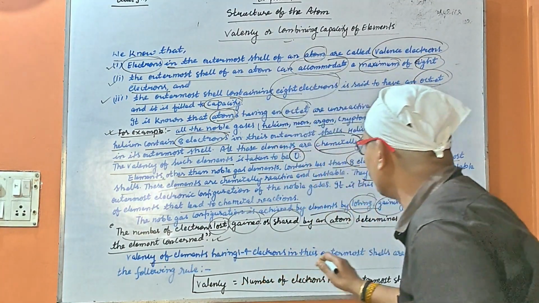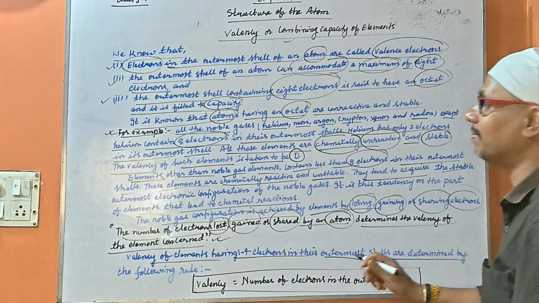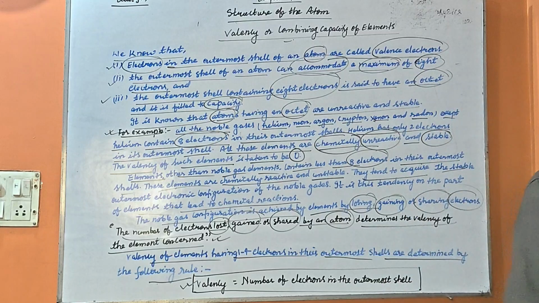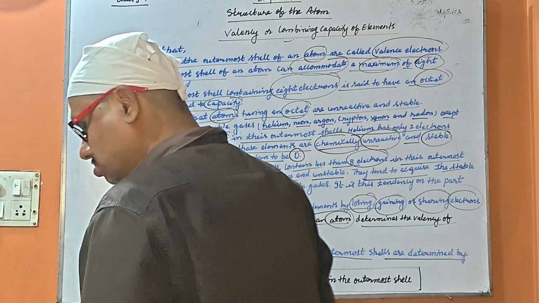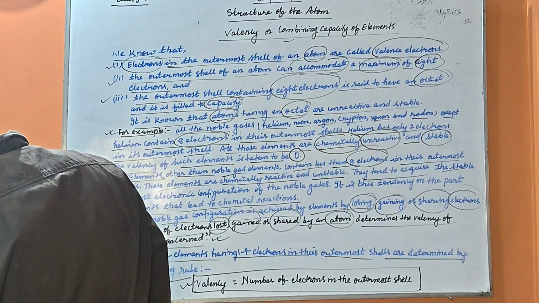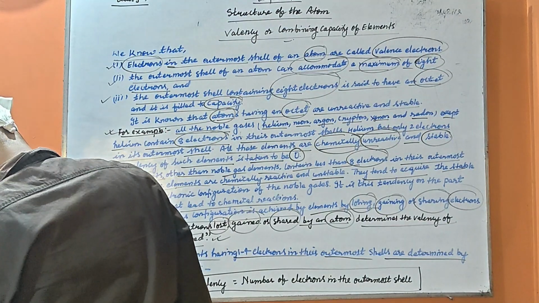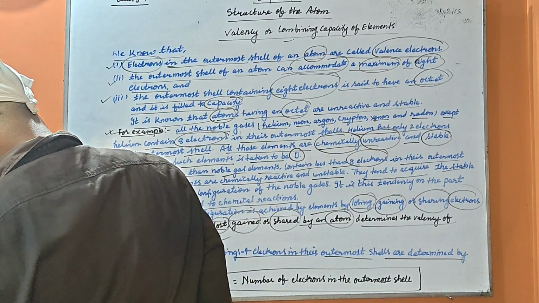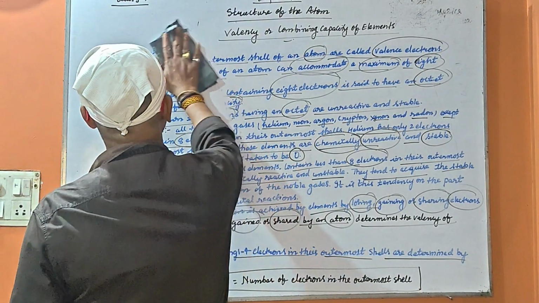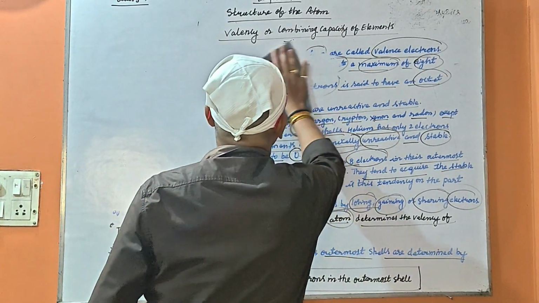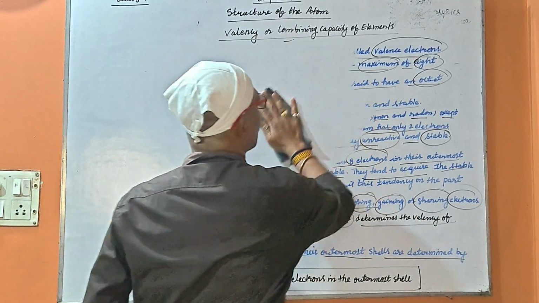The valency of elements having fewer than 4 electrons in their outermost shell is determined by the following rule: valency is equal to the number of electrons in the outermost shell. Let us see the topic in a few seconds. Is it clear? So we are discussing valency. Try to understand the formula. The formula I have written is: valency is equal to the number of electrons in the outermost shell.